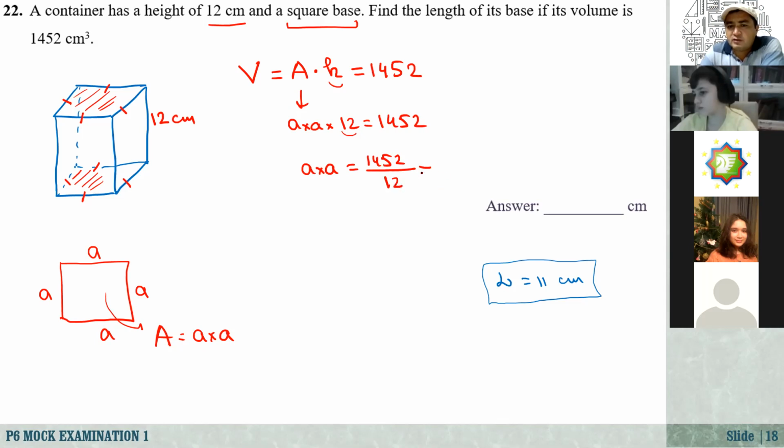Now we can already calculate it. That's equal to 121. And 121 is just 11 times 11, right? On the left hand side, A times A is equal to 11 times 11. That means that A must be equal to 11. So what is the answer? The answer is 11 centimeters.